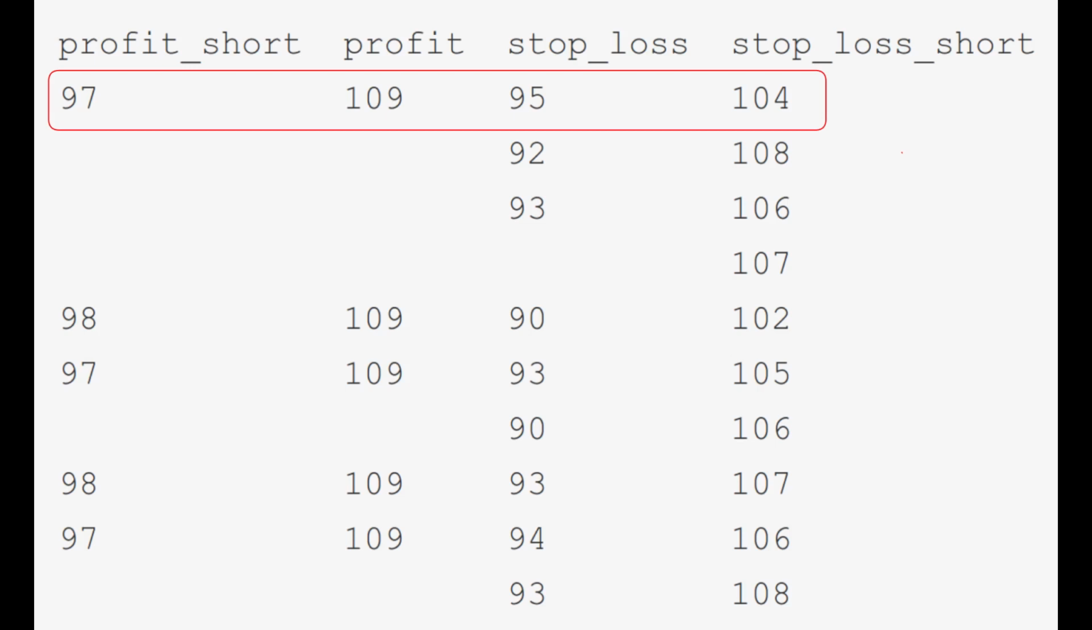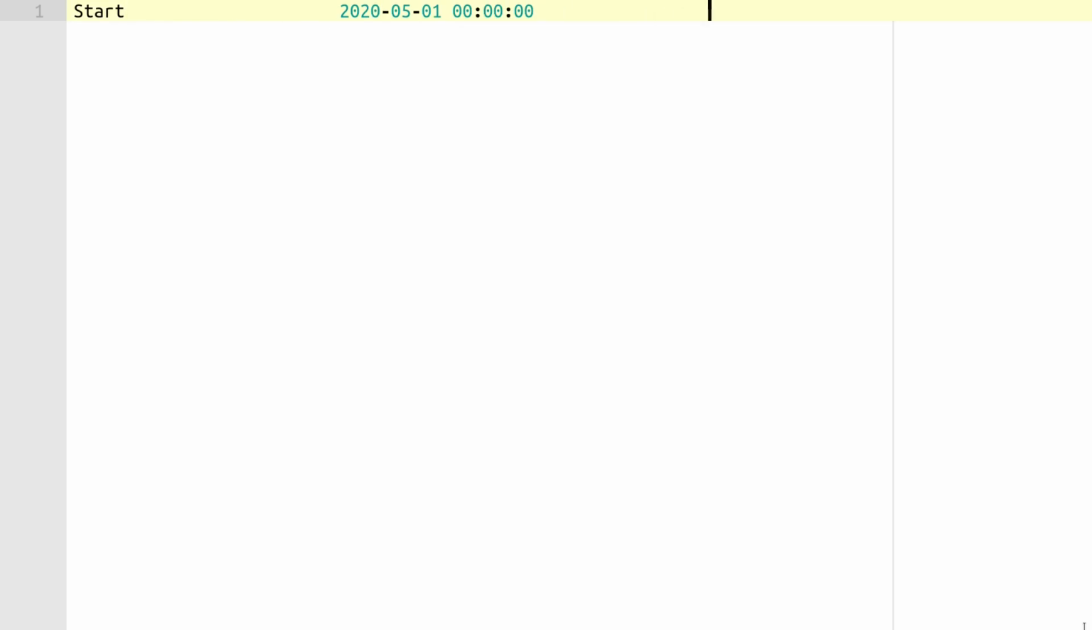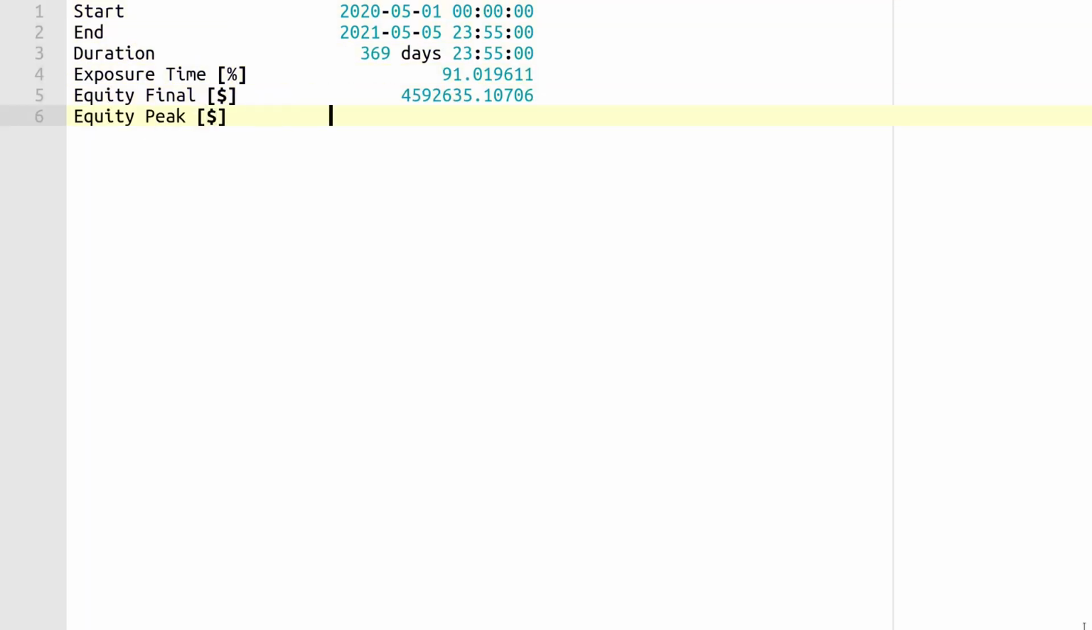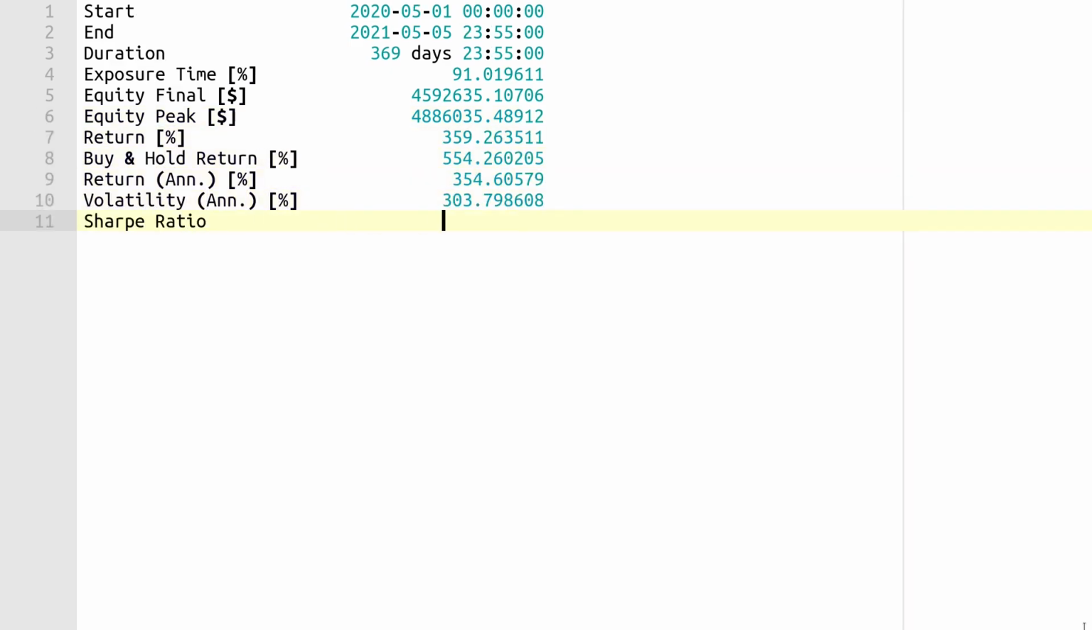I optimized stop loss and profit targets for both short and long positions. Here are the top 10 performing optimizations. And here is the heat map of the parameters. We are interested in the yellow areas. Here are the results with the optimized parameters for profit short 97, profit 109, stop loss 95 and stop loss short 104. Looks much better.